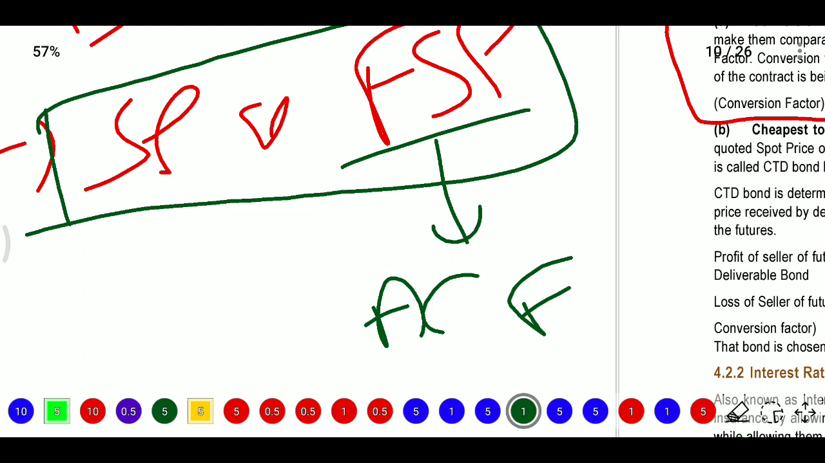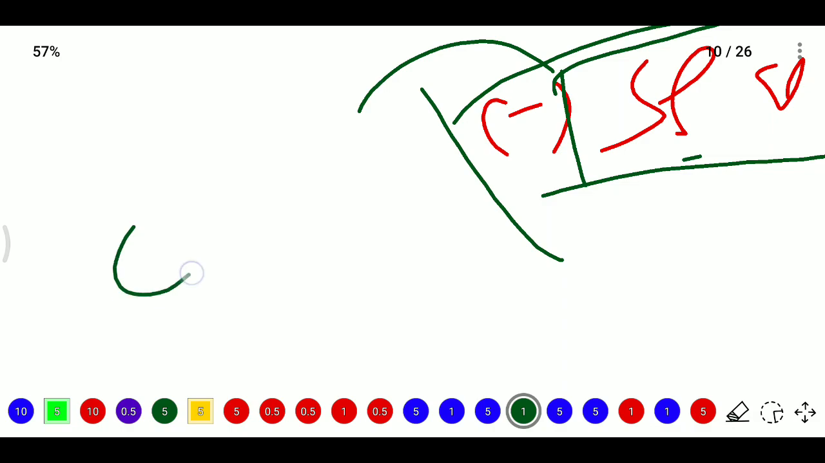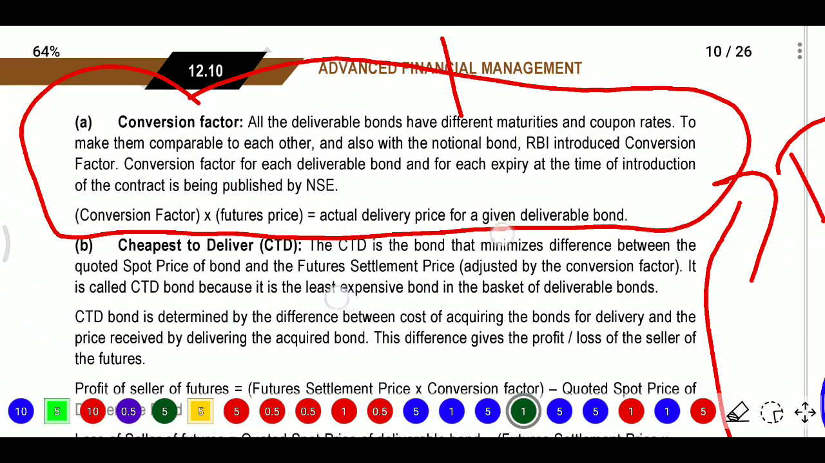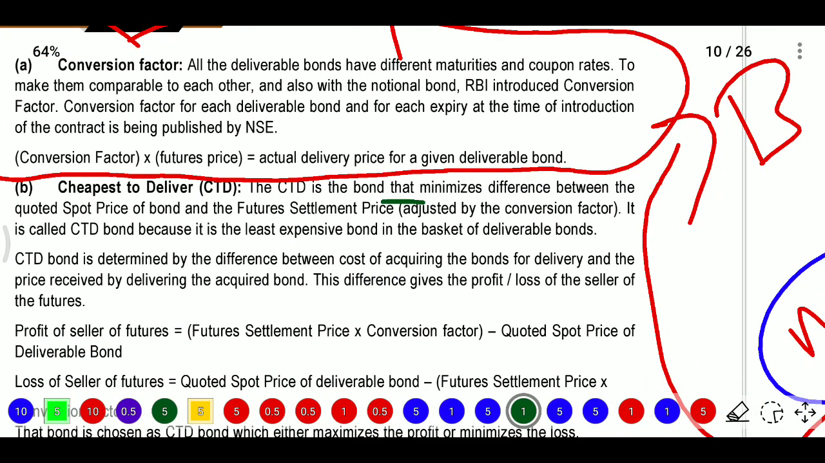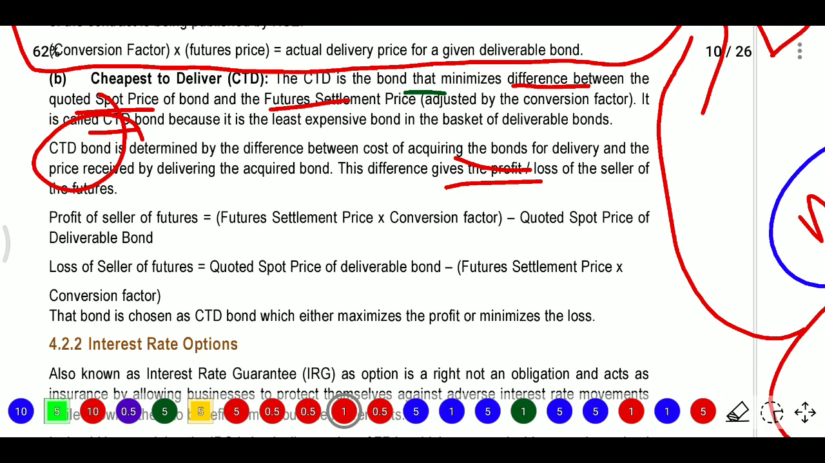So if we minimize the difference between this quoted spot price and the FSP, this is known as CTD, that is cheapest to delivery. Cheapest to delivery is the bond which minimizes the difference between the quoted spot price of the bond and the future settlement price adjusted by the conversion factor. It is called the CTD bond because it is the least expensive bond in the basket of deliverable bonds. Here the CTD bond is determined by the difference between the cost of acquiring bonds for delivery and the price received by delivering the acquired bonds. The difference gives the profit or loss of the seller of the future.